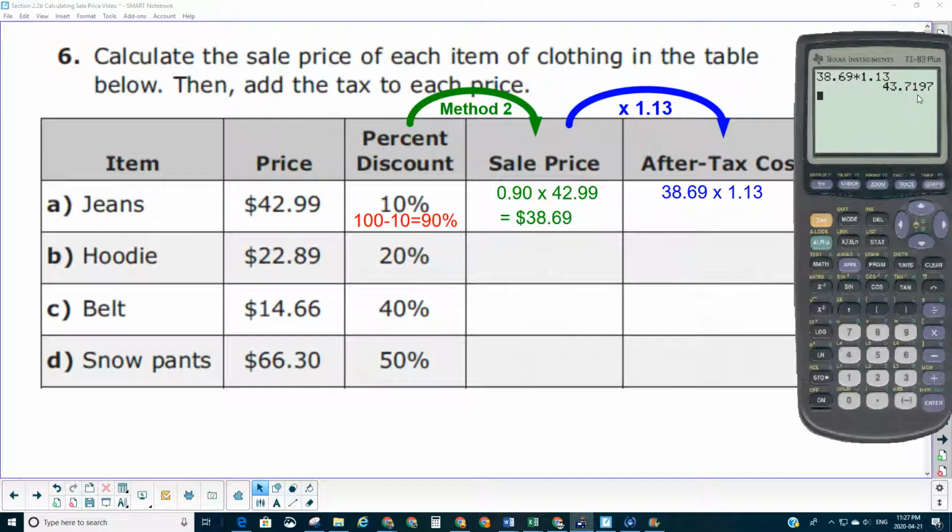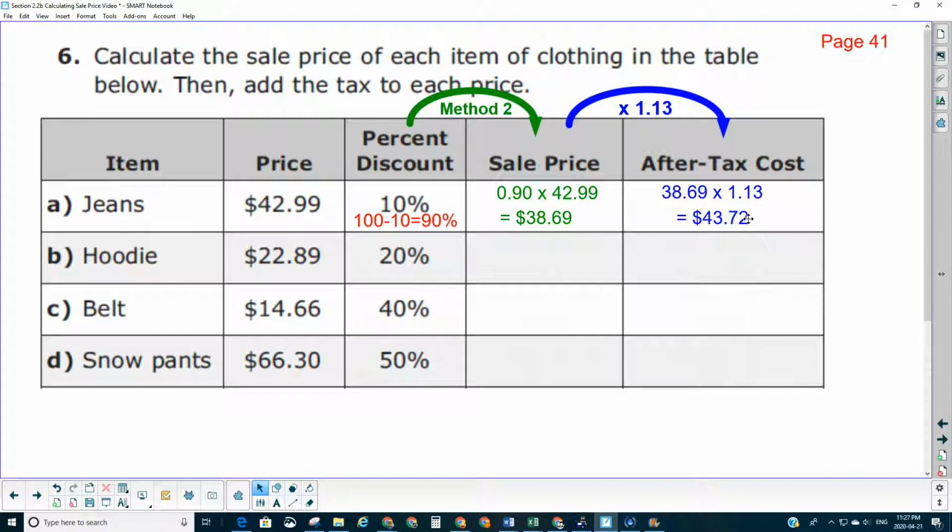43.7197. Again, we're going to round to 2 decimal places, so we need to look at this 9. The 9 is bigger than the 5, so it's going to round this up to 72 cents. It's almost exactly 72 cents. So it's $43.72 becomes our after-tax cost. So we get the price was almost $43. We get a small little discount of 10%, but we actually end up having to pay 13% tax, which means we're going to be a little bit higher, and we get $43.72. Still a little bit of a deal.